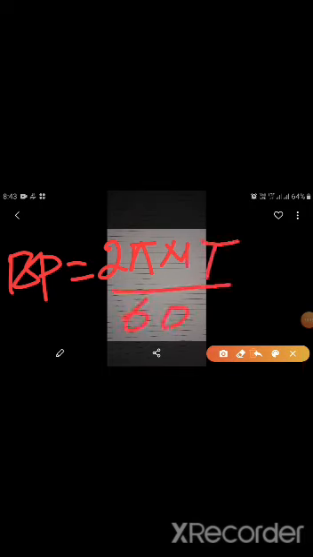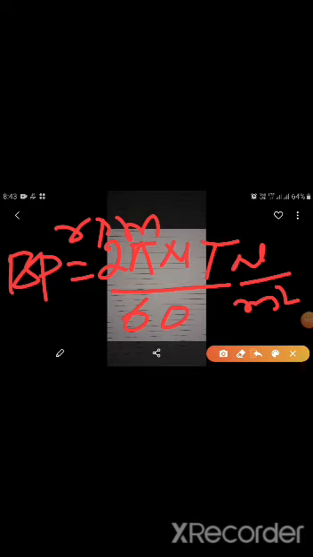So again we will see that BP equal to 2 pi n T divided by 60. So T is in kilonewton meter, N is in RPM here. So like we have to use the torque in kilonewton meter here.